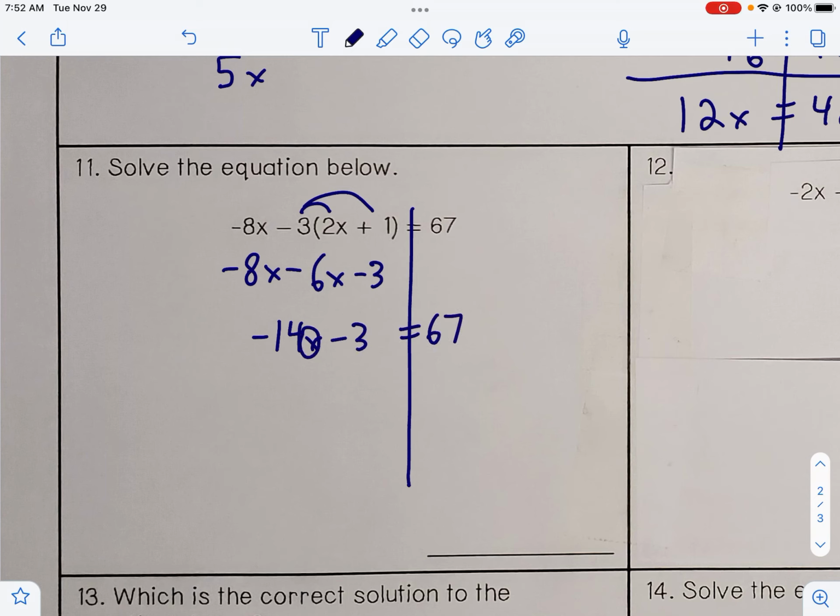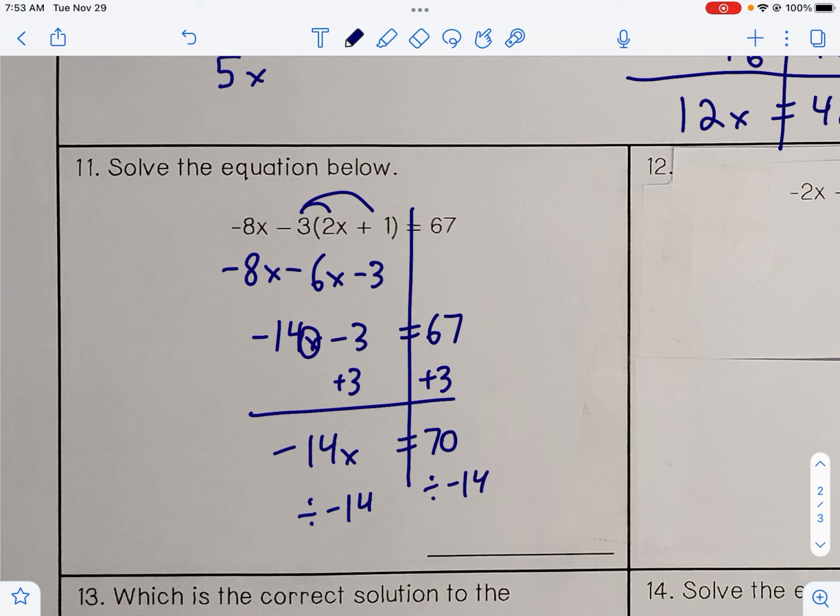After that, we'll move the constants, which are added and subtracted. So we'll have negative 14x equals 70. And then the opposite of multiplying, we will divide by negative 14. So the final answer is x equals negative 5.